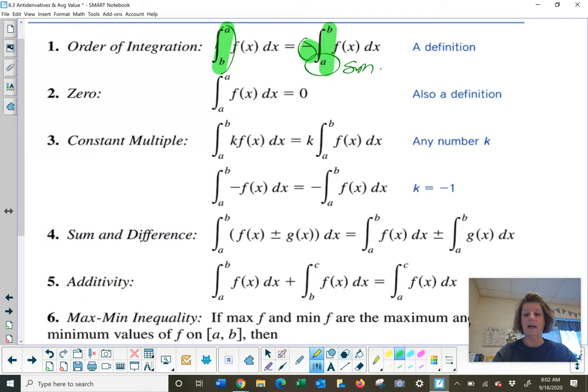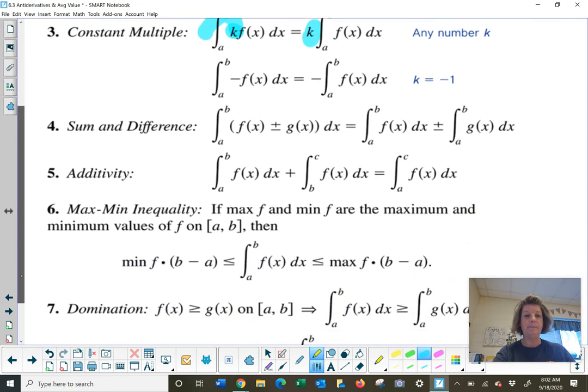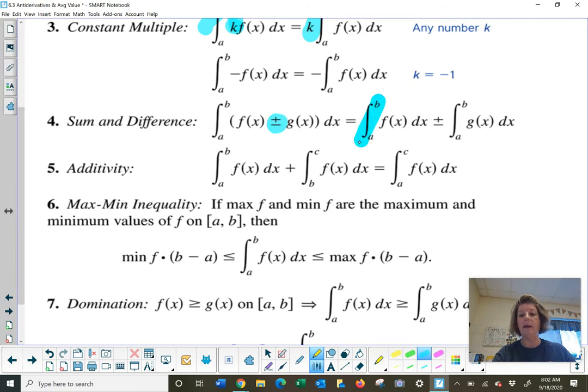The next one talks about a to a. We know that that has zero width, so zero area. Constant multiple, we can pull that multiple out front and call it, it's basically a scalar. Sum and difference, we can break it up into two separate integrals.